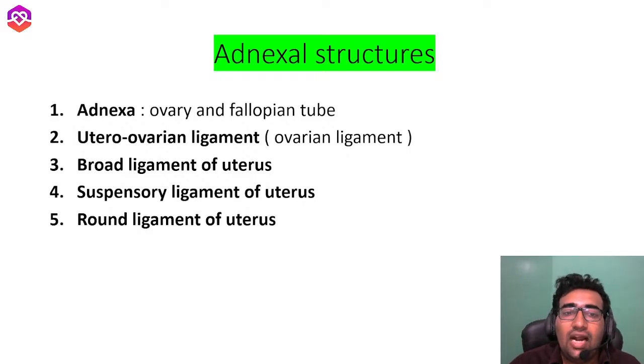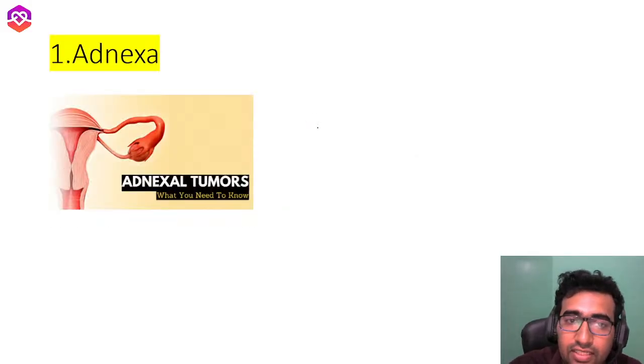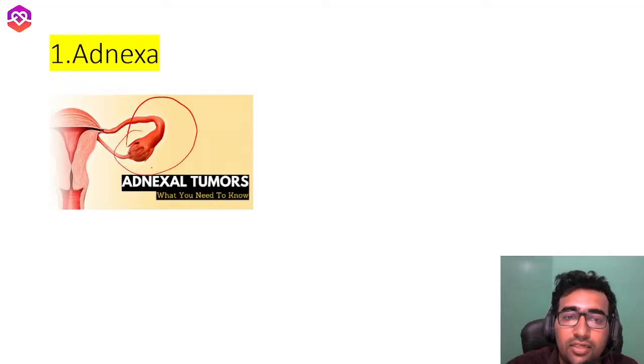Adnexal structures. One is the adnexa itself. What do you mean by adnexa? Adnexa is actually our ovary and fallopian tube. Ovary and fallopian tube together we call adnexa. I'll show you this. See, this is an adnexal tumor. An adnexal tumor means an ovary and fallopian tube tumor. Ovary along with fallopian tube together we say adnexa.